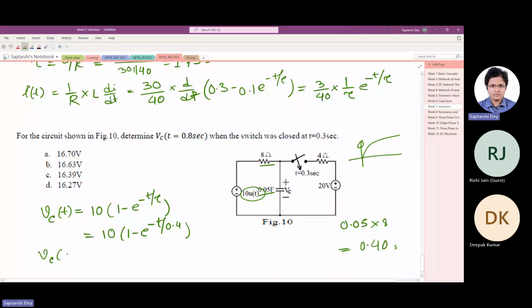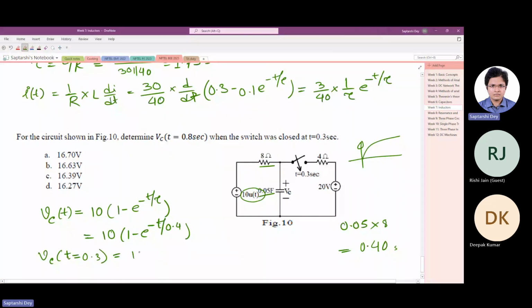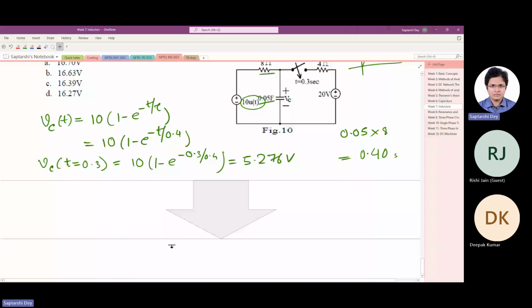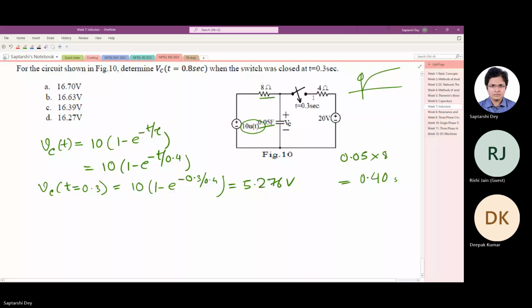Now just before the switch is closed, the capacitor voltage is how much? 10 times 1 minus e to the power minus 0.3 by 0.4, which should be this much. So when the capacitor was holding this much voltage, the switch was closed. That would hardly matter in our analysis, because all we are concerned about is the initial value and final value. The initial value of the capacitor voltage we know. The final value we have to find out.